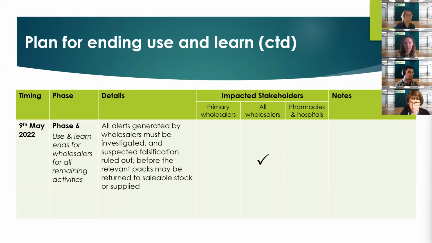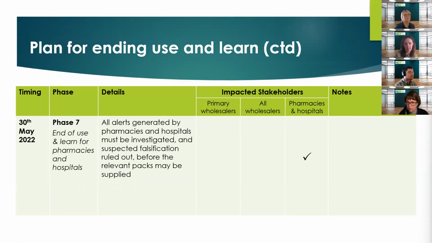Phase 6 will be the ending of use and learn for wholesalers for all remaining activities, and that's the 9th of May. At that point, all alerts generated by wholesalers would have to be investigated and suspected falsification ruled out before the packs may be returned to saleable stock or supplied. Then on the 30th of May is phase 7. That's when use and learn ends for pharmacies and hospitals. At that stage, all alerts generated by them will have to be investigated and packs withheld until the alert is resolved. So at that stage, then we're fully out of the use and learn phase.